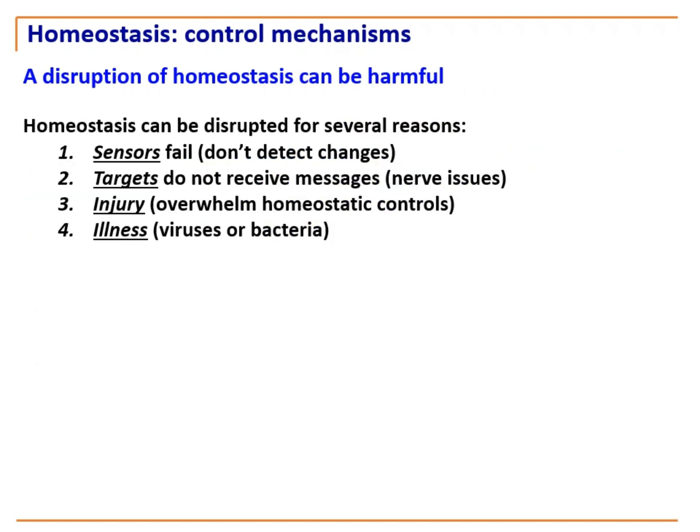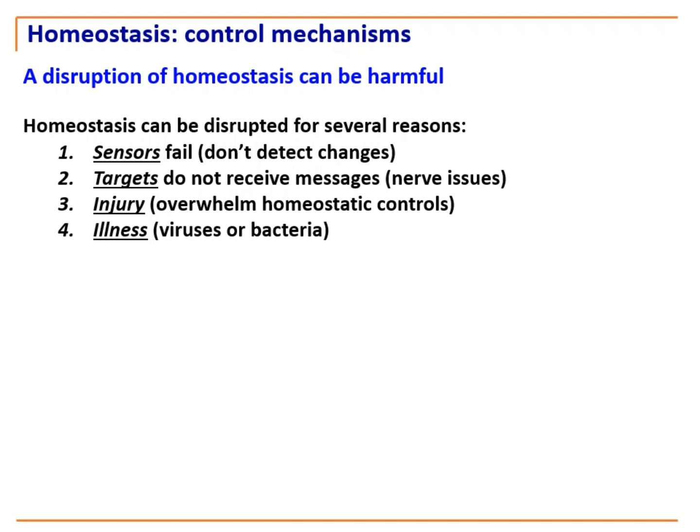So when we're thinking about homeostasis and control mechanisms, that's kind of what we were just talking about. But the disruption to that process can be harmful. And that homeostasis can be disrupted for several reasons. So the sensors that are detecting these various signals, they may not work. So for example, if those sensory receptors are damaged and they can't detect changes. A classic example might be burns. So you might get burns that can damage your temperature receptors in the skin, preventing the body from sensing heat or cold.